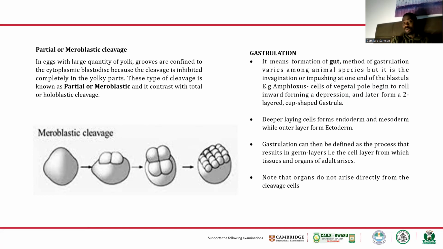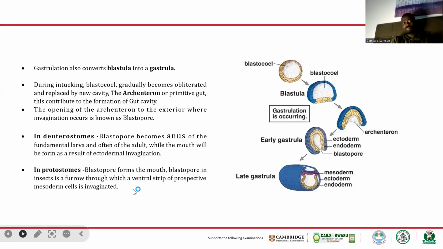So the cells are the lower part. That's because that is where we have the yolky part. So it begins to roll inward. And as it is rolling inward, it is forming a depression and later forms a two-layered cup-shaped gastrula. Now, before I continue with the other one, let me just quickly show you the diagram here.